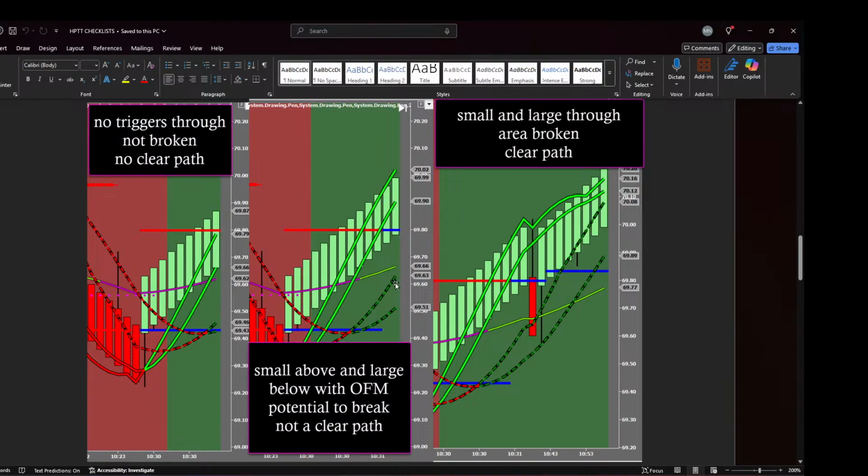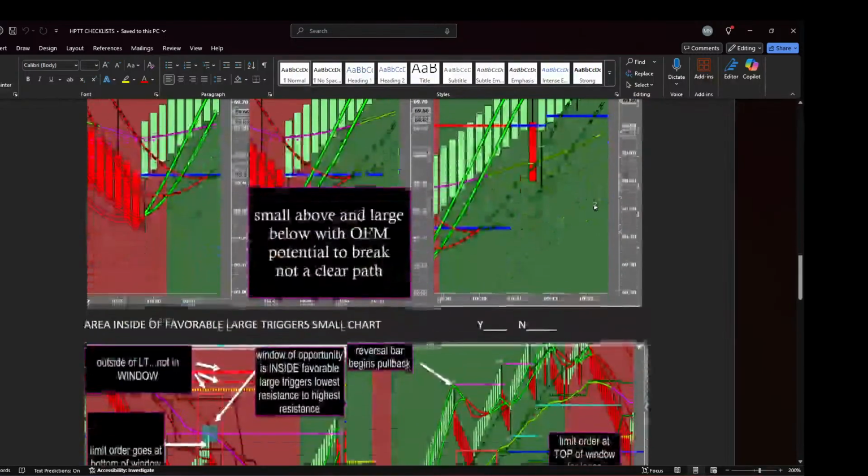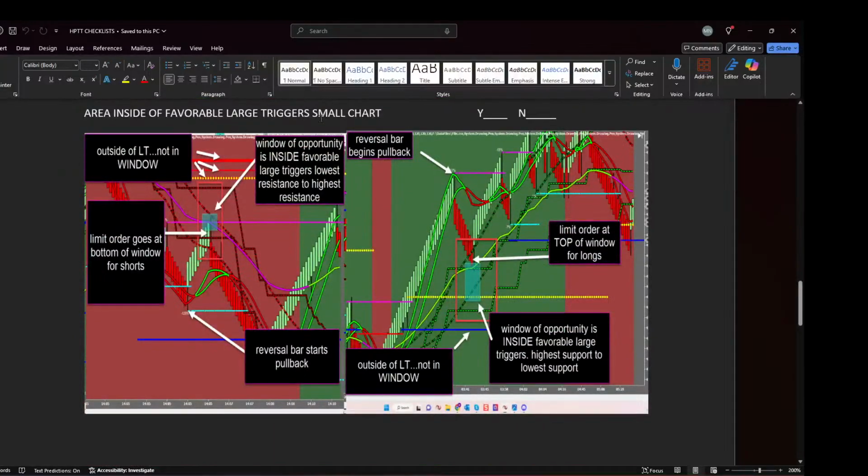Smalls above, large below, with odds favorable momentum. It has potential to break, but it's still not a clear path. Still not a high probability trend trade recipe, but there are opportunities. And only when the smalls and the large break above the area can you say to yourself, my path is clear. And then you just have to define your entry. And that word again, inside of favorable large triggers.